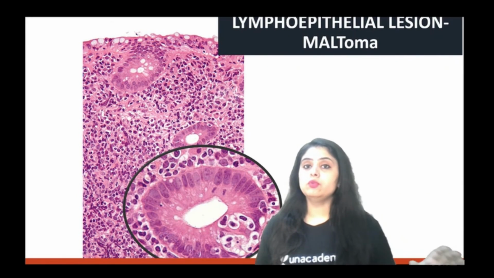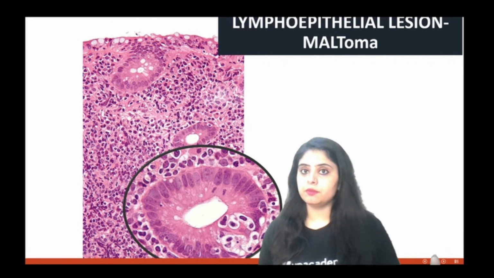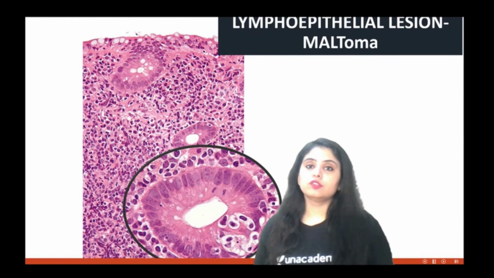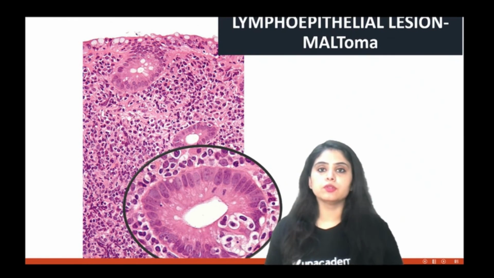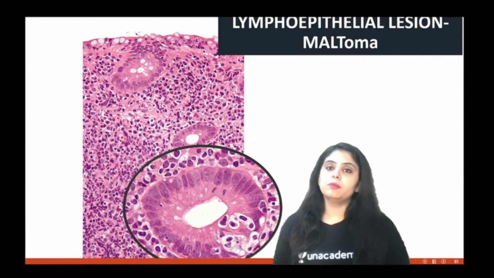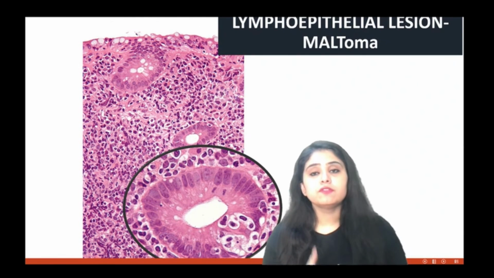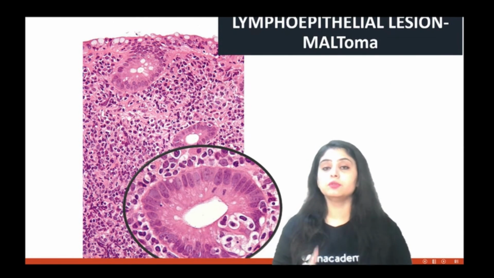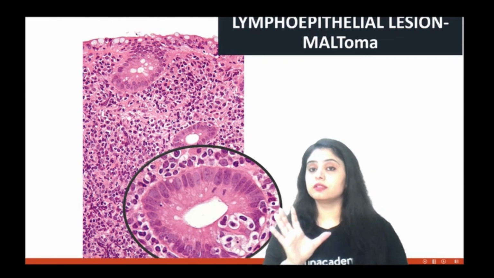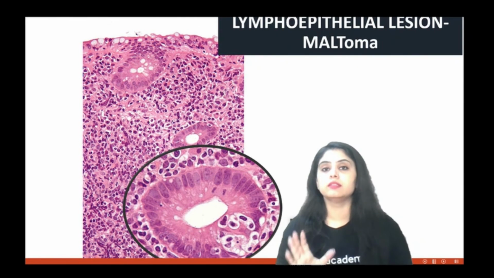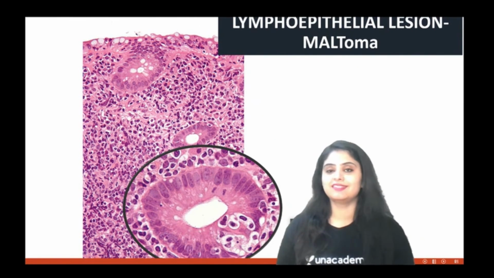So I think it's needless to say that the one that arises because of H. pylori would give you a good response to antibiotic therapy. Obviously, the one that is not associated with H. pylori will not give you a good response with antibiotic therapy. So that's a very important lymphoma of the stomach, that is maltoma. In fact, the most common site of a maltoma in the body is actually the stomach.